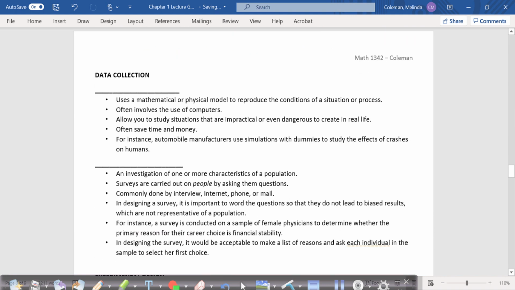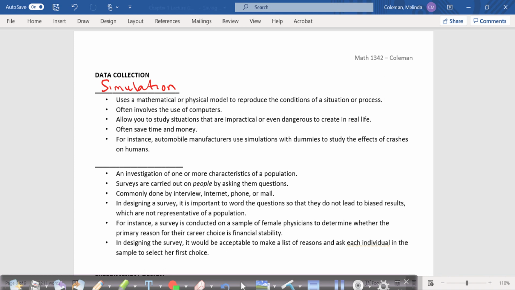All right, some additional data collecting then. So this first one is a simulation. And a simulation uses mathematical or physical models to represent certain conditions in a situation or a process. It often involves the use of computers. It allows you to study situations that are impractical or even dangerous to create in real life. They often save time and money.